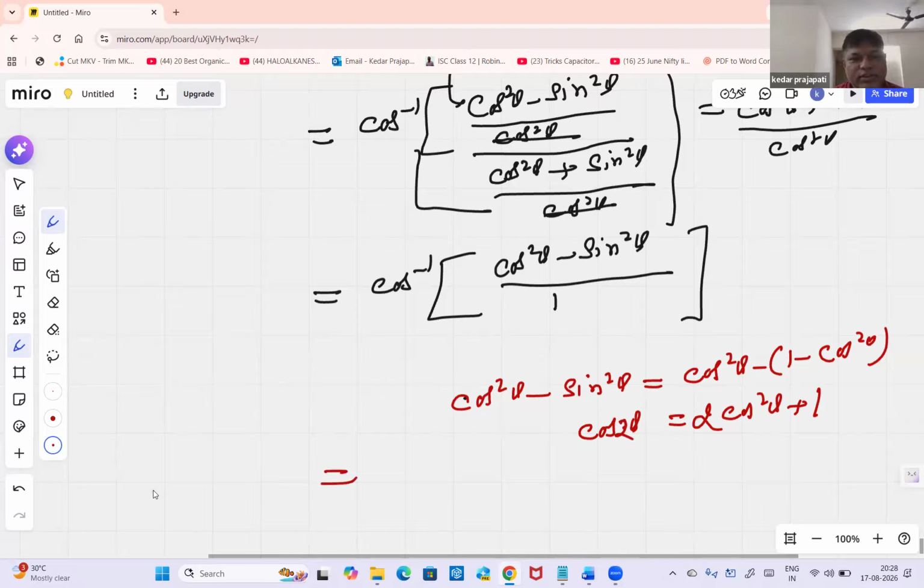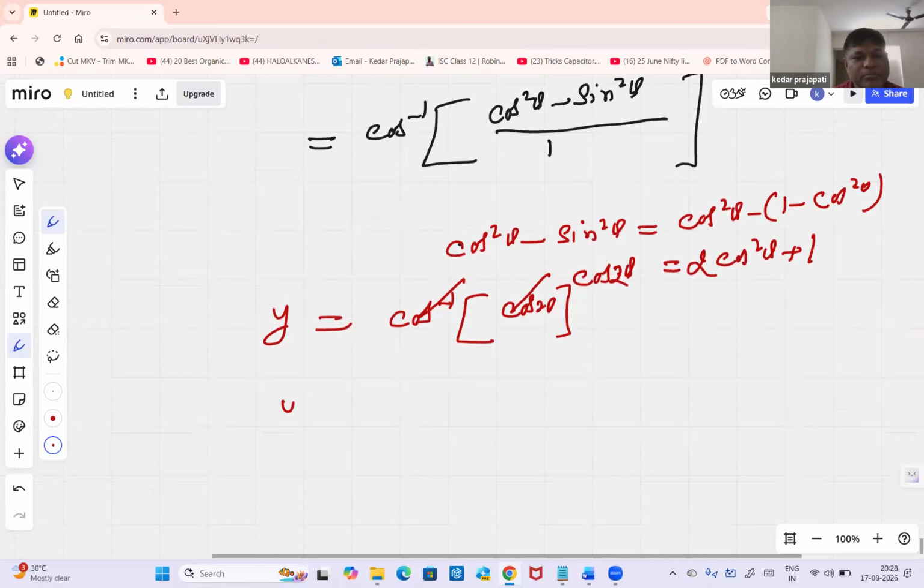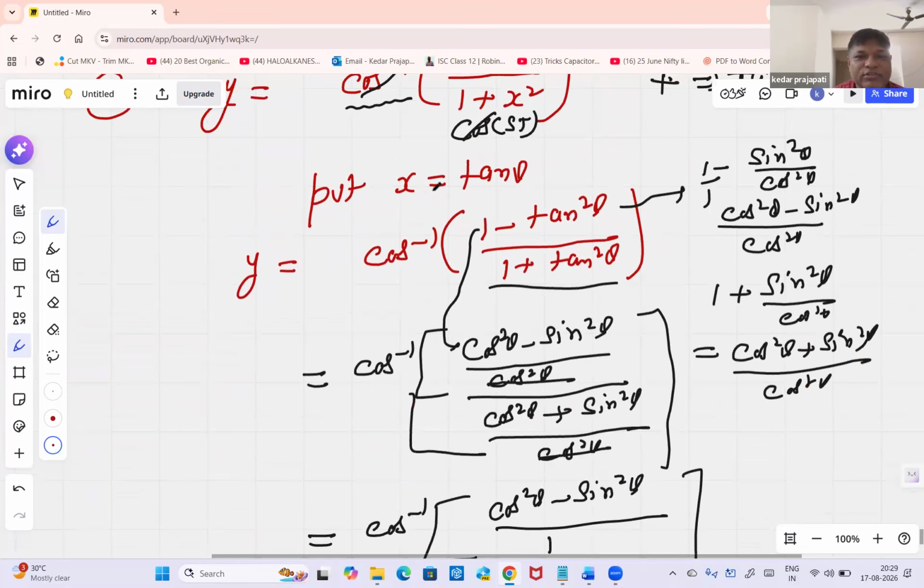So now this expression became very easy for us. Now this is the expression of y: cos inverse of cos 2 theta. This cos and cos inverse are gone. So y became 2 theta. But we should never differentiate with respect to theta. We should only differentiate with respect to x. Now here x is not there. So see where we have replaced. You have replaced x equal to tan theta.